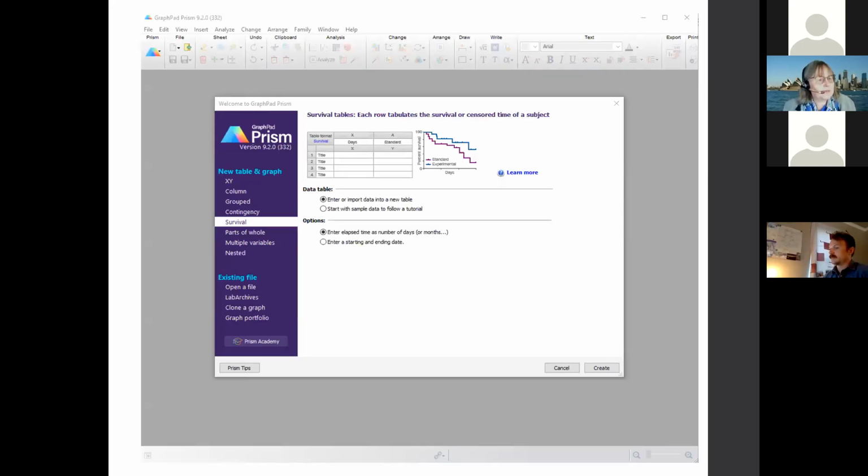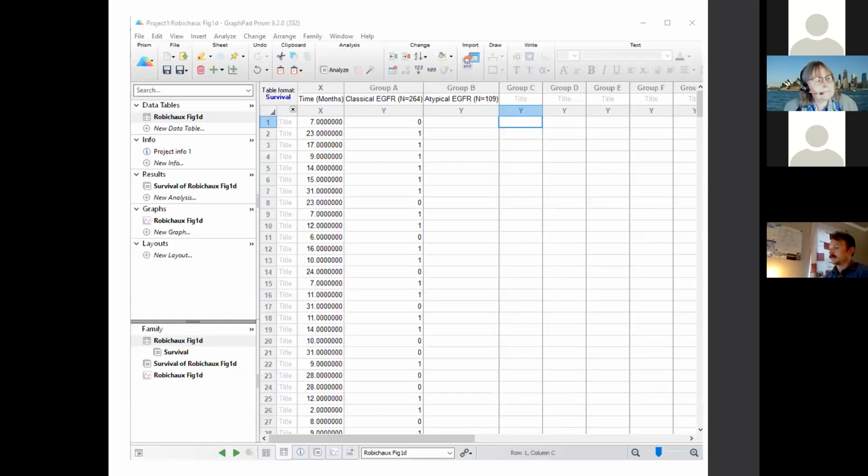So you open Prism, and when you open Prism, you get that nice window, and you can select what kind of data you're putting in and what kind of analysis. XY is going to have you do linear regression, and also you can do correlation and such. But we are doing survival. So we pick survival, and we're going to enter data. So we go ahead and hit create.